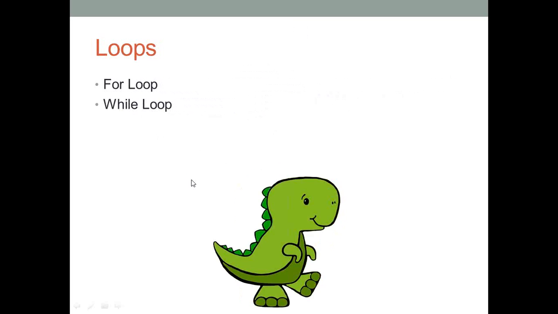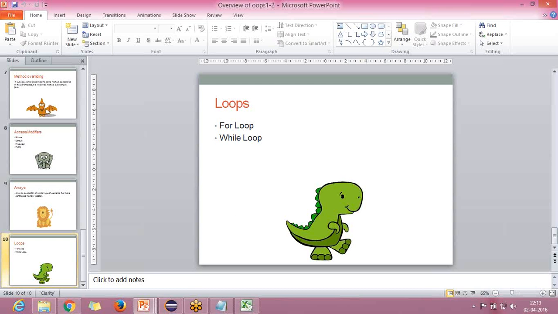Now let us move on to the last concept of Java which we are going to study. This is loops, for loop and while loop. So what are for loop and while loop? Let us quickly see that, and after that we are done with the Java part.